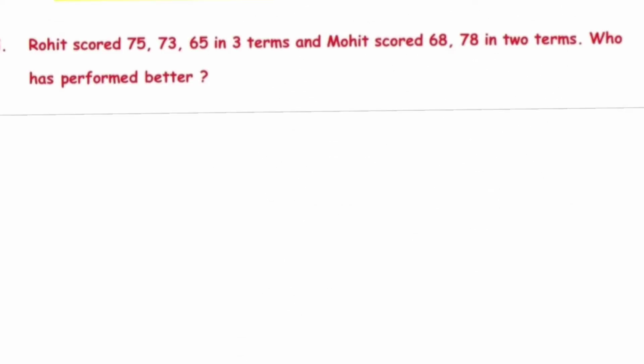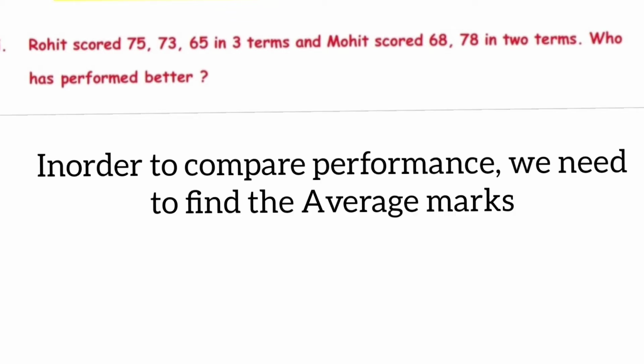Here's another question. Rohit scored 75, 73, 65 in 3 terms and Mohit scored 68 and 78 in 2 terms. Who performed better? How do you calculate this? This is an interesting question. Two guys, their scores are given. Who performed better? Now, in order to compare performance, we need to find the average marks of both Rohit and Mohit.